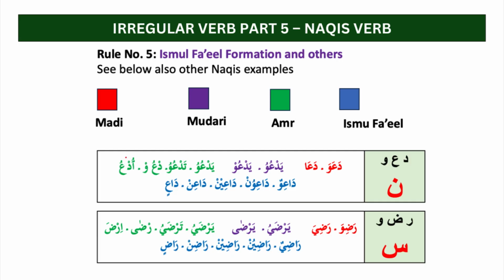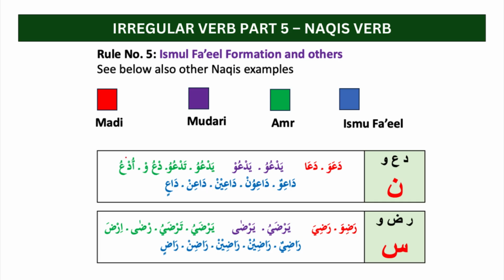Then, in the Mudari, the form shown is yardayu becoming yarda. Again, the ending is lightened. The heavier final shape is not kept. Arabic reduces it to the smoother spoken form yarda. Then, in the Amr, we get irda. Here again, the weak ending is shortened in the command form, and the result is the brief and easy form irda.